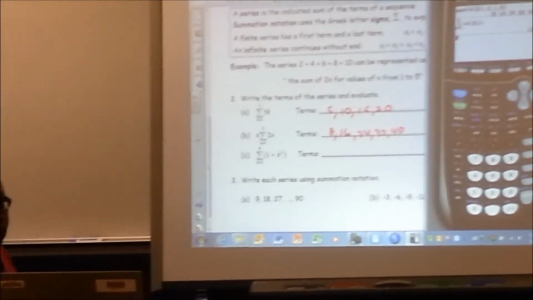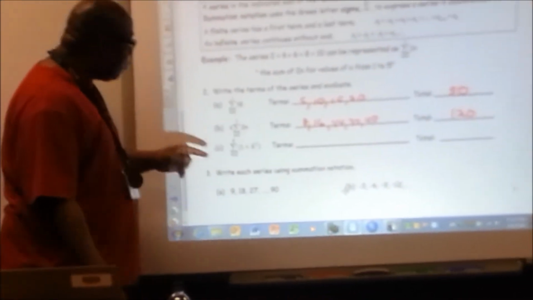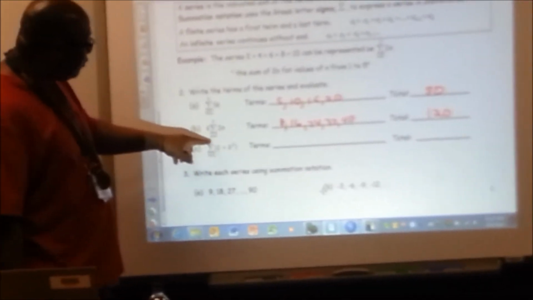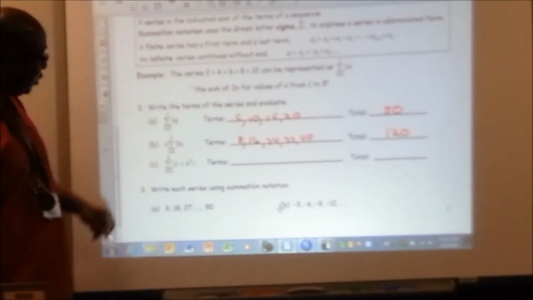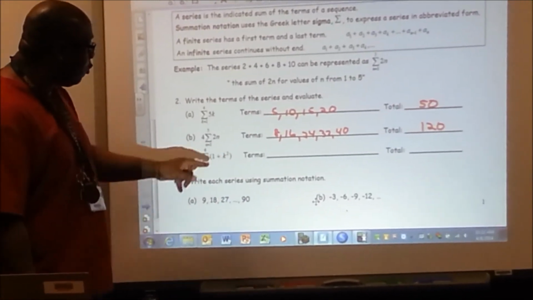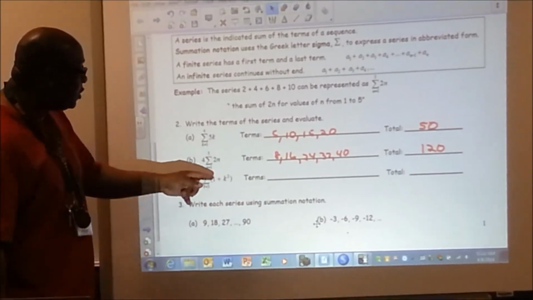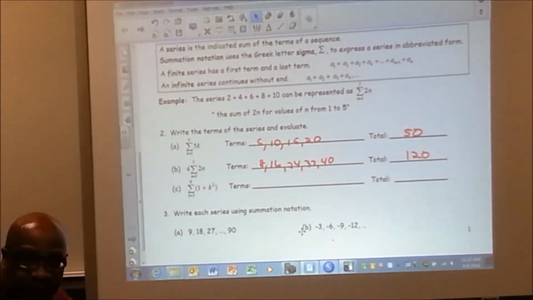So, let's go back to our screen here. This formula is telling us we want the third through the sixth. Notice it's not the first 6 terms. They only want the third through the 6th term working on this formula 1 plus k squared, which we'll place in as x. So let's find the third through 6th term for this particular formula.